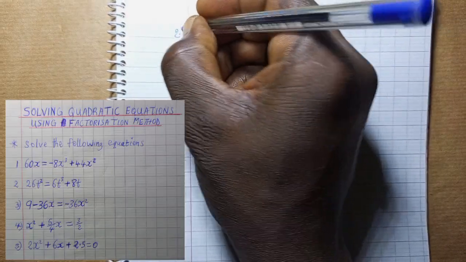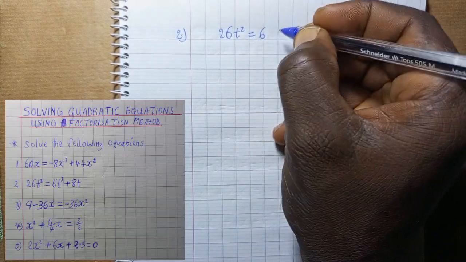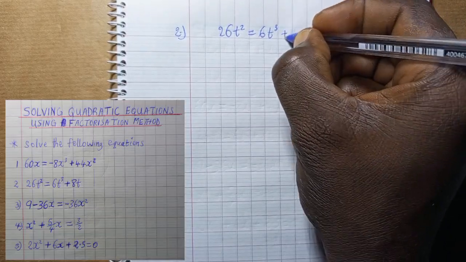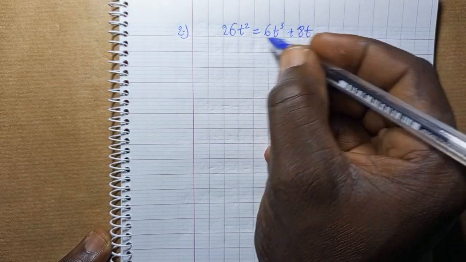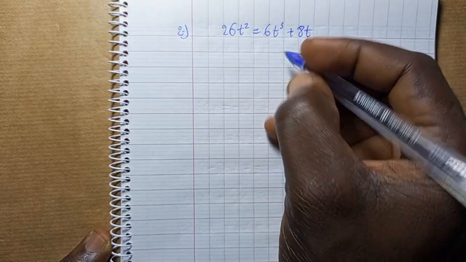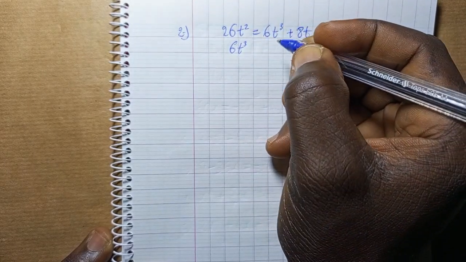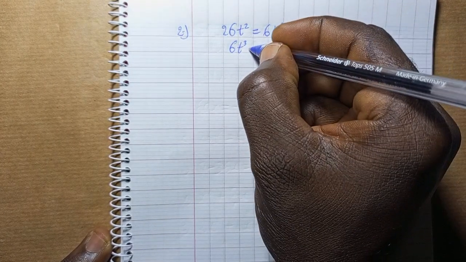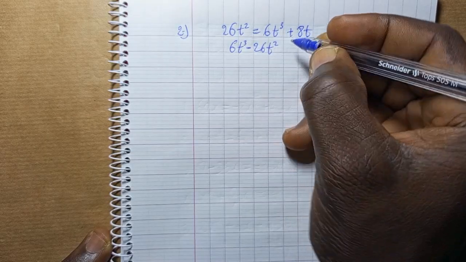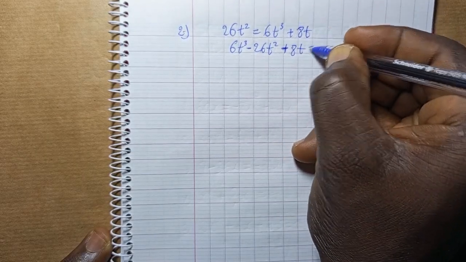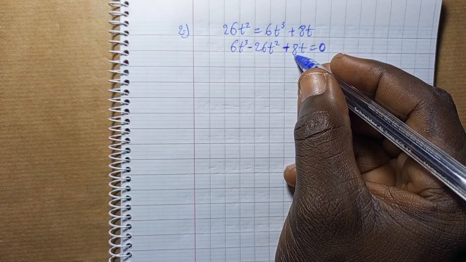For number 2, we have the equation 26t square equal to 6t raised to power 3 plus 8t. So the same way again, we are going to arrange everything to the left hand side and then equate it to 0. We'll start with the highest, which is this one now. So we have 6t raised to power 3 minus, this one will cross over, minus 26t square, then plus 8t equal to 0. So the equation is now in quadratic form.